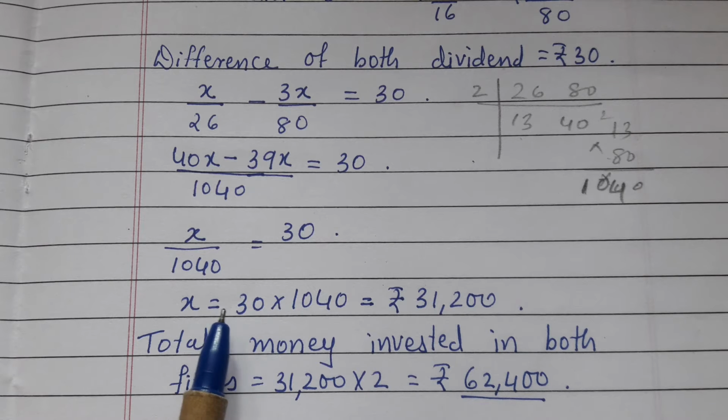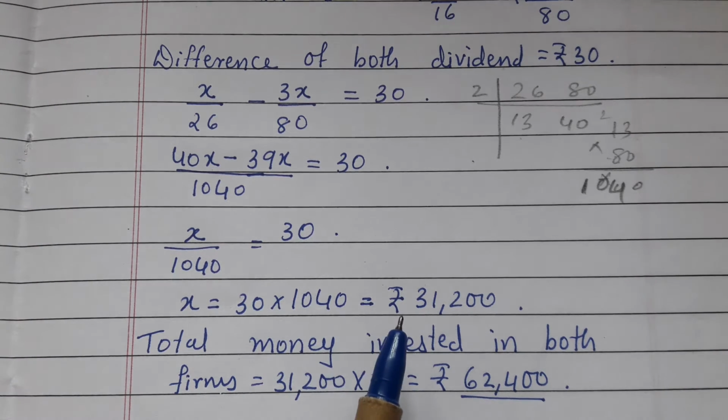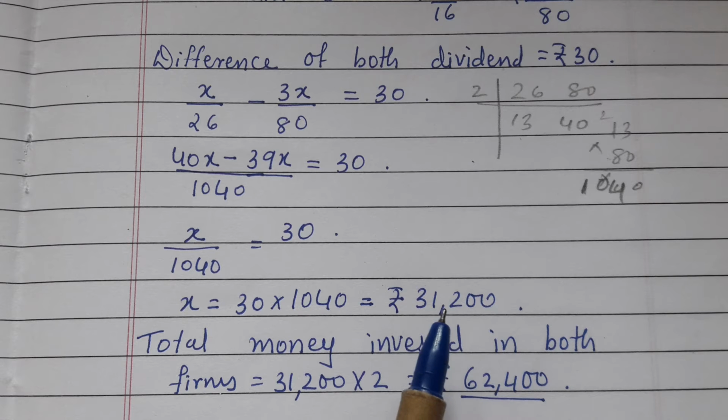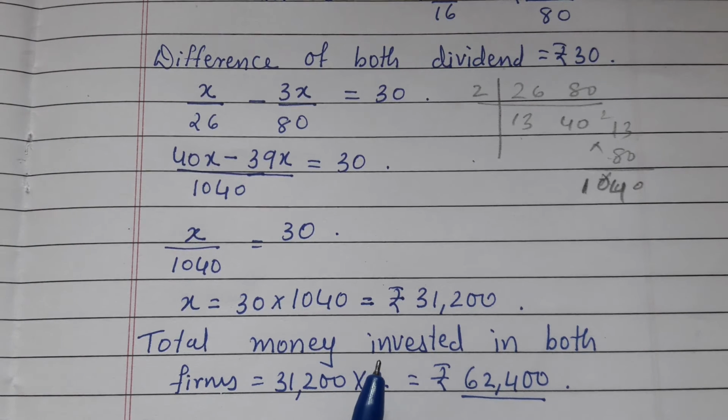Therefore, X is equal to 30 into 1040, which is equal to rupees 31,200. Total money invested in both the firms is equal to 31,200 into 2, that is equal to rupees 62,400.